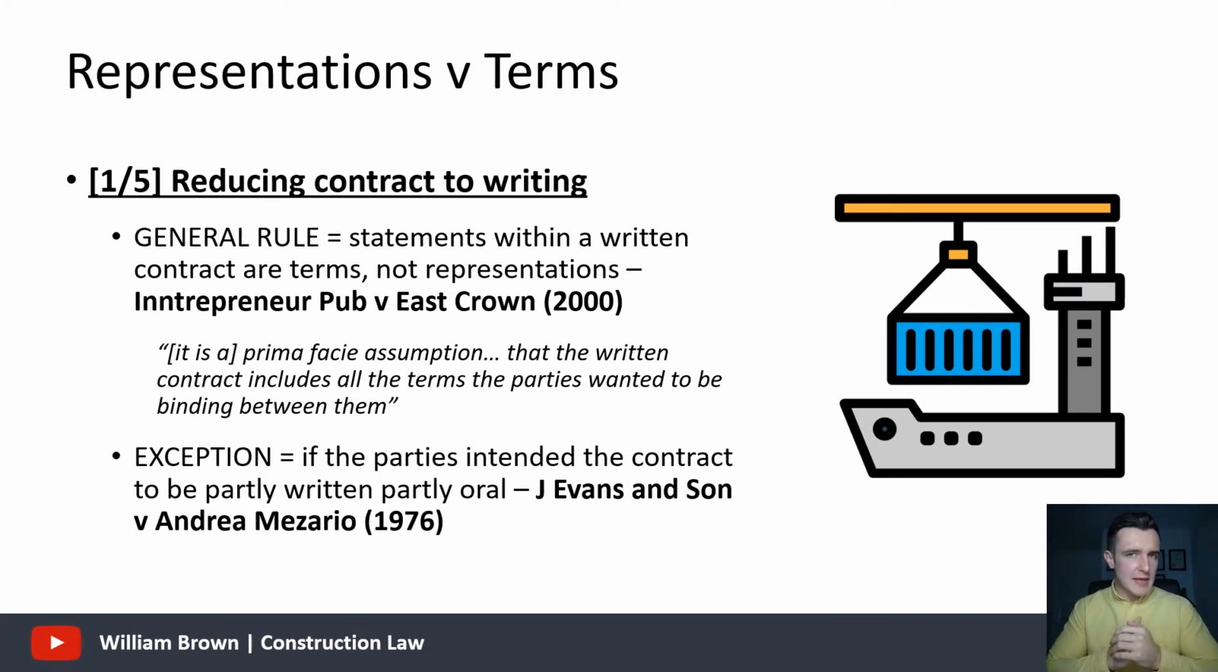So in that particular case, you can distinguish it from the latter case of J. Evans and Son and Andrea Mazzario. In that particular case, there was a clear intention between the two parties to have a mixed contract, both partly written and partly oral. There was a clear intention to have part of the contract on written shipping terms, which is what our diagram is all about, and we will cover the facts of that case in more detail shortly. And there was also an intention to have an oral element of the contract on that mixed basis.